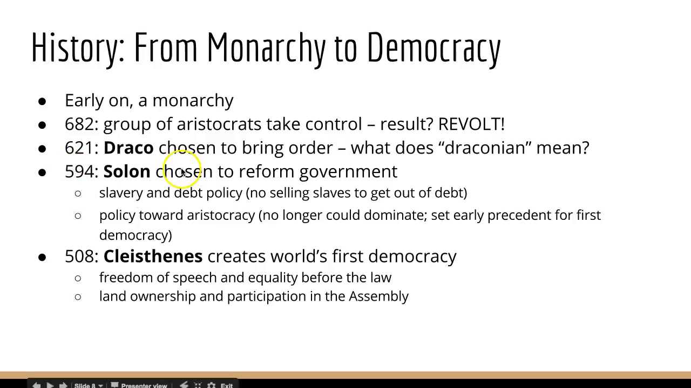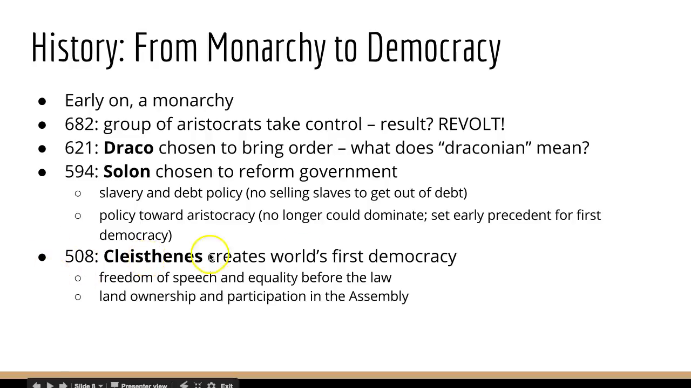In 594, Solon was chosen to reform the government in two major policies: slavery and debt policy, where if you are in debt, you can't sell slaves to get out of your debt, and then a policy towards the aristocracy, these wealthier individuals in society, they could no longer dominate. And it set this early precedent for the first democracy, for people who wanted to be able to have a say within government. And so you can see early on, we see monarchy, we see people taking control, and then later on with Solon, they were able to start to see elements of a democracy.